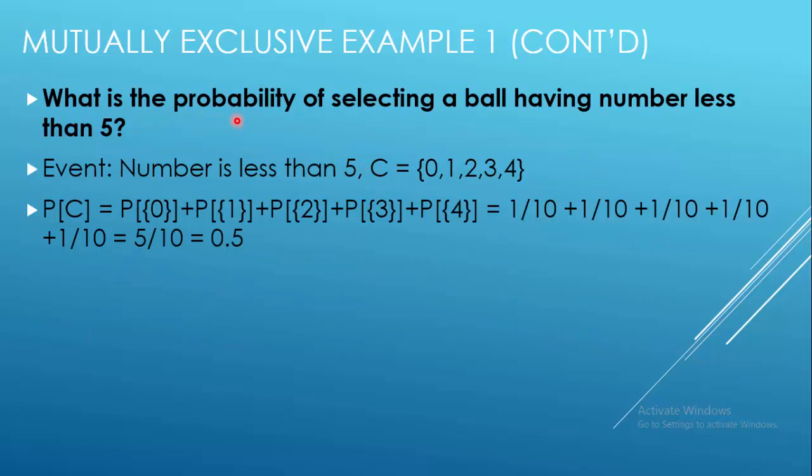What is the probability of selecting a ball having a number less than 5? Number less than 5 means all the outcomes are 0, 1, 2, 3 and 4. It does not include 5, since it is less than 5. The probability of each one is 1 by 10, and adding them up, we again get a probability equal to 0.5.